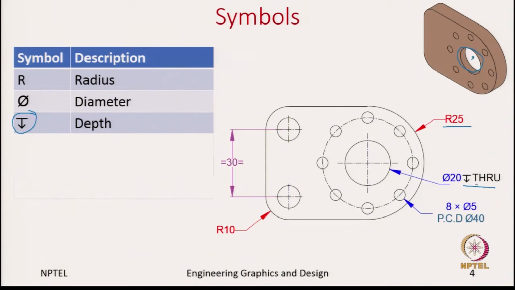This THRU represents a through hole. So, you are saying the depth is through. Not every time it is through. For example, if this depth is half the thickness of the sheet, then you can mention the units, let us say 5 units. So, you can strike the THRU saying the through hole and mention a number. Then it says you have a hole of depth so and so units.